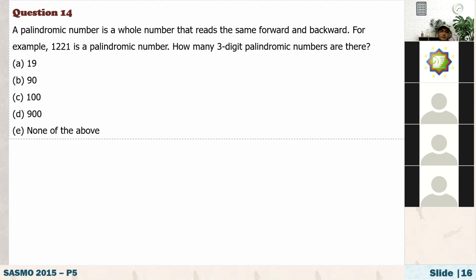Yes, Nargis, what is the answer and why? It's B. We are talking about three-digit palindromic numbers, and here we can write only 9 digits. It cannot be 0. Here I can write anything, but the first and the last digit should be the same. So we have 9 times 10 times 1.